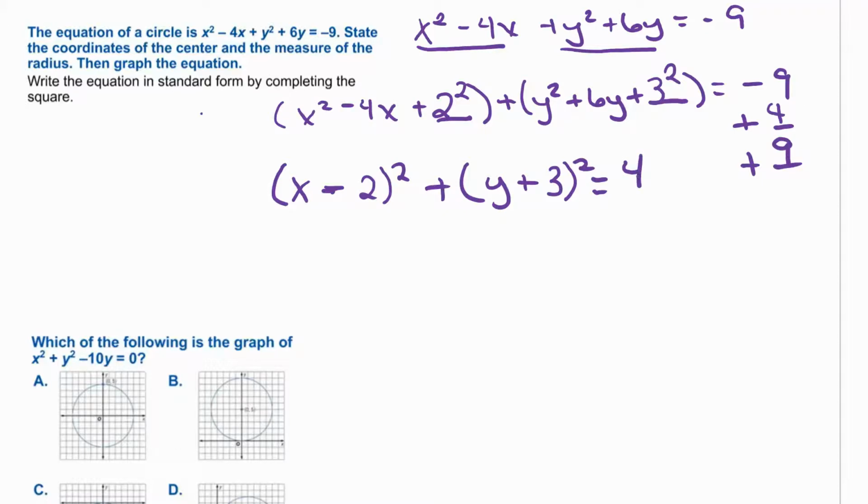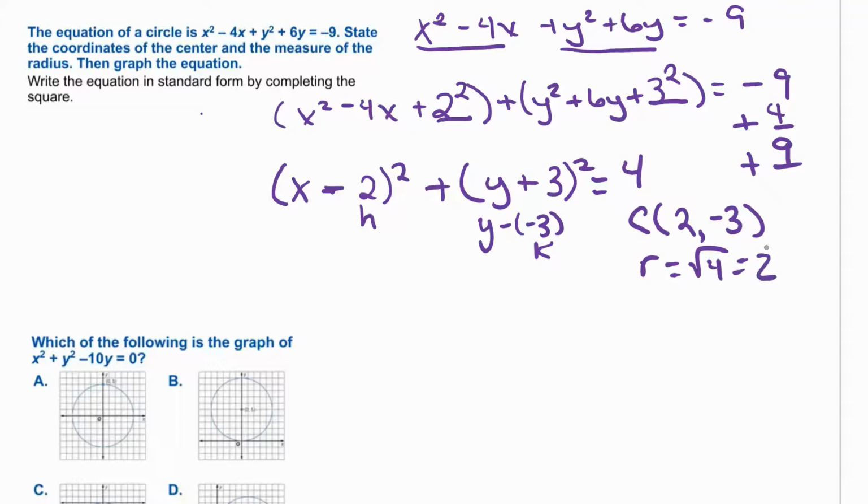So off of this, I now know that the center is (2, -3), because this is my h, and rewriting this with a minus, this would be my k, and the radius is the square root of 4, which is 2. So to graph this, one, two, 1, 2, 3.